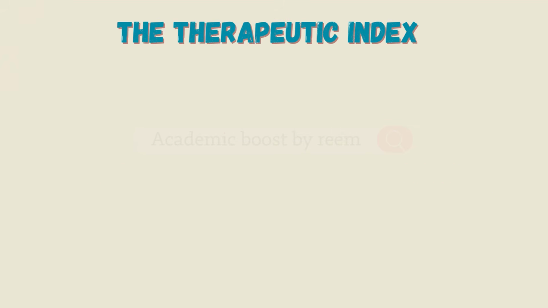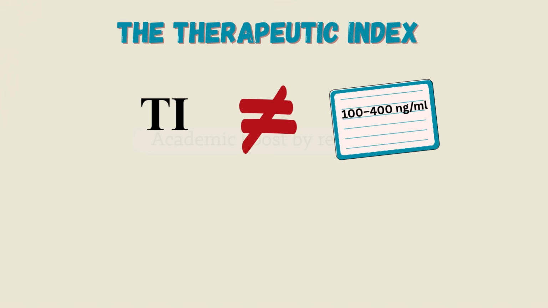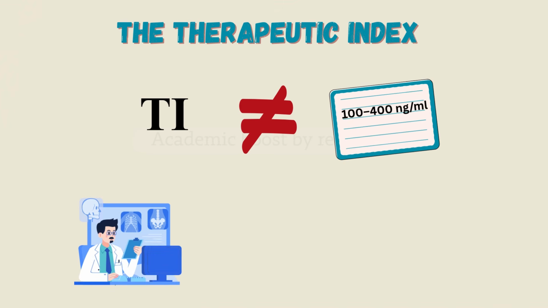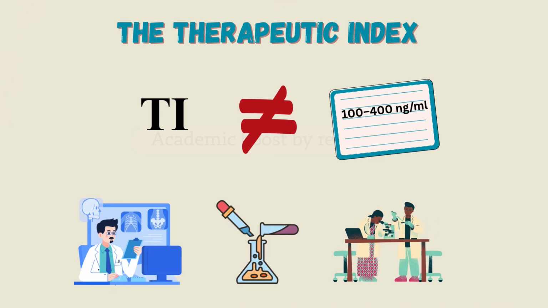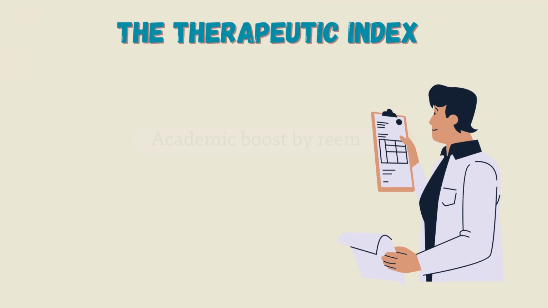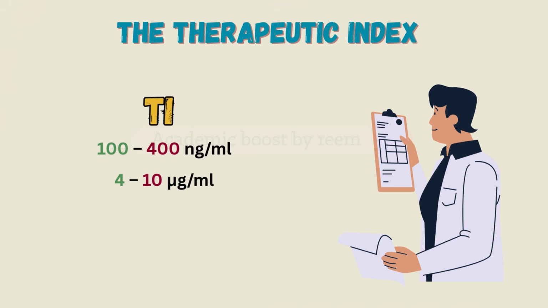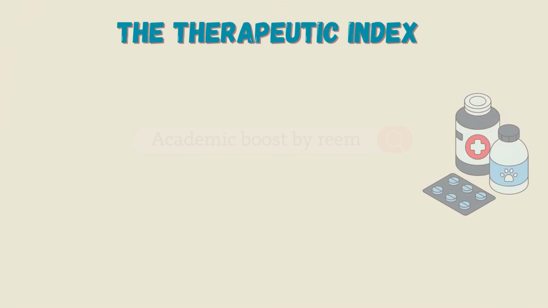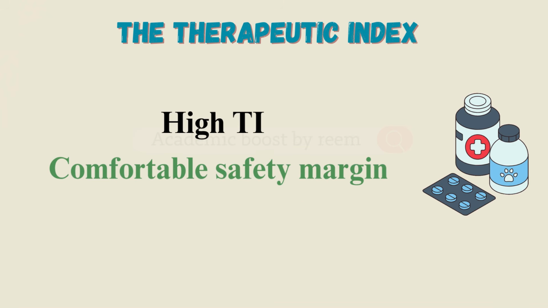In real life, the therapeutic index of a drug is not just a number on paper. It comes from clinical trials and years of accumulated experience. Doctors usually look at a range of effective doses and a range of toxic doses. For most medicines, we want a high therapeutic index so there's a comfortable safety margin.